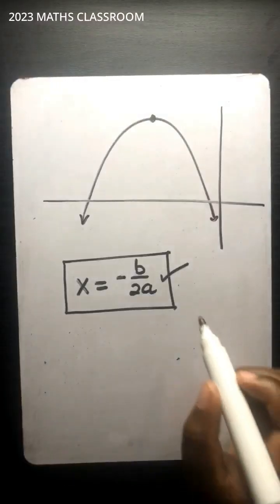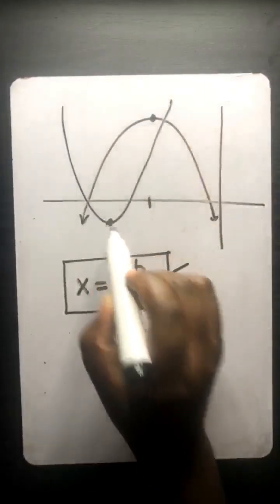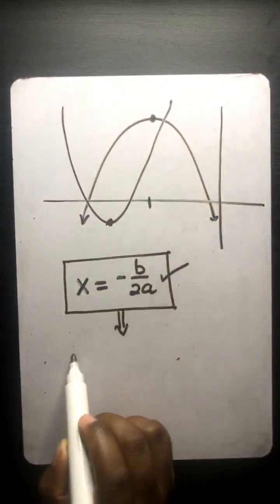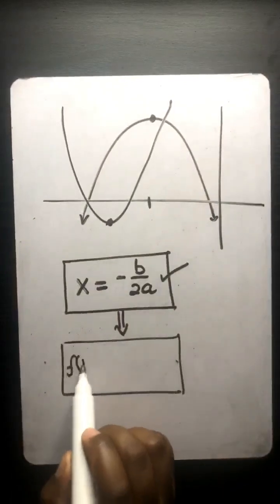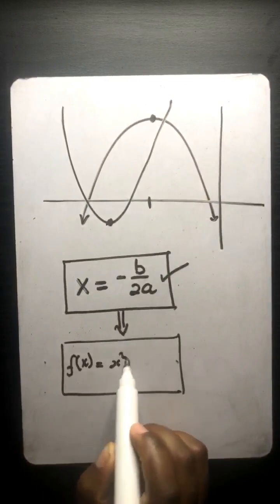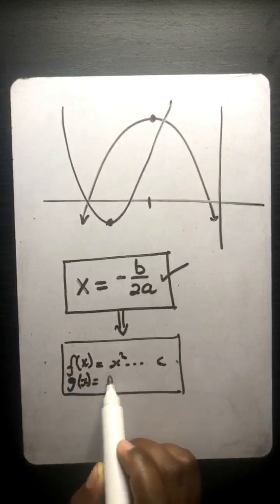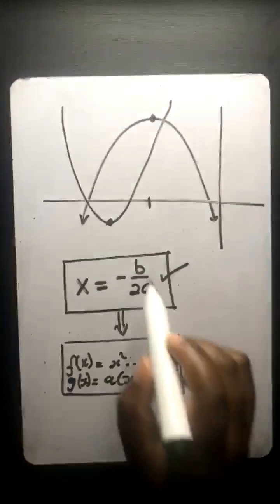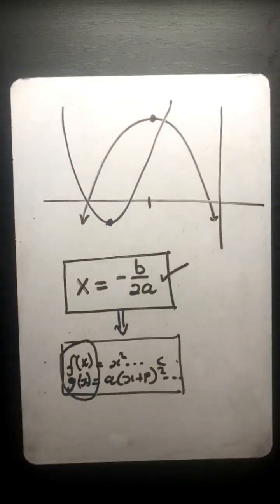So we use this formula to determine the x value at the turning point of a function. It doesn't matter whether it is a smiling shape or a sad shape. Then we use the equation of that particular function. If we have f of x equals whatever x squared plus c, or if it's g of x in this format, once we have the x value, we use that equation to determine the corresponding y value.